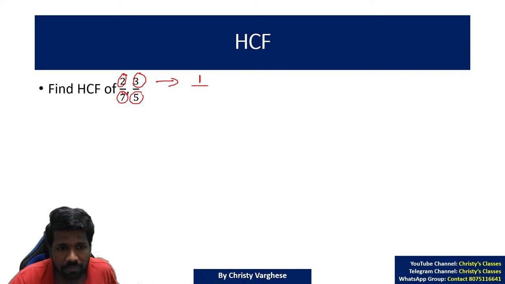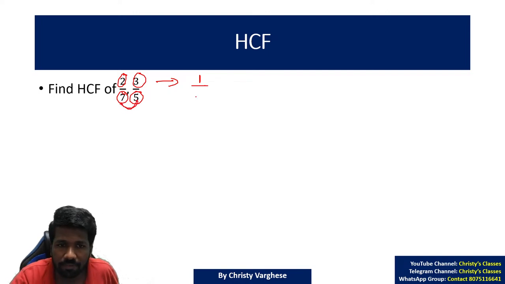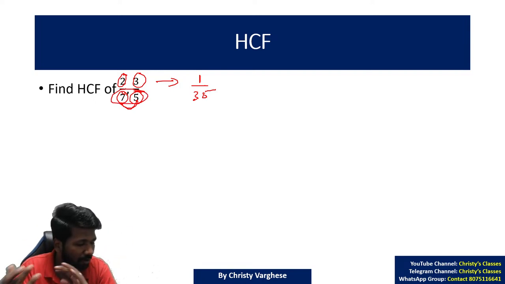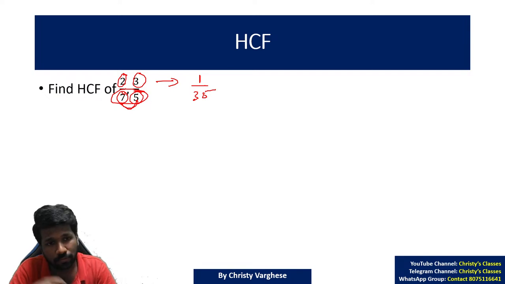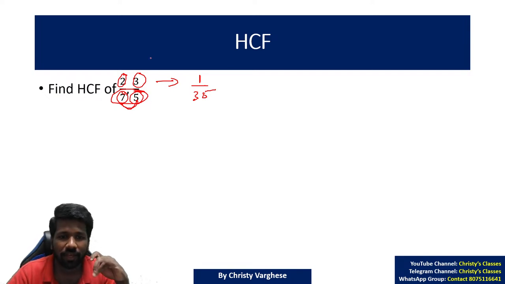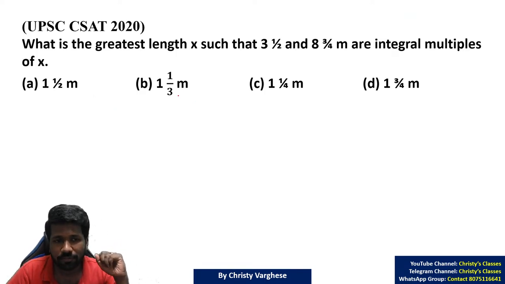Least common multiple of 7 and 5. 7 and 5 are prime numbers. For prime numbers, LCM will be the product of the prime numbers itself. 7 into 5, 35 itself. Or with whatever method you know, you can find LCM. I'm just telling improvisations, if you are able to follow, you can do that way. Otherwise, whatever way you find LCM, you find LCM. So 1 by 35 will be the highest common factor of this fraction.